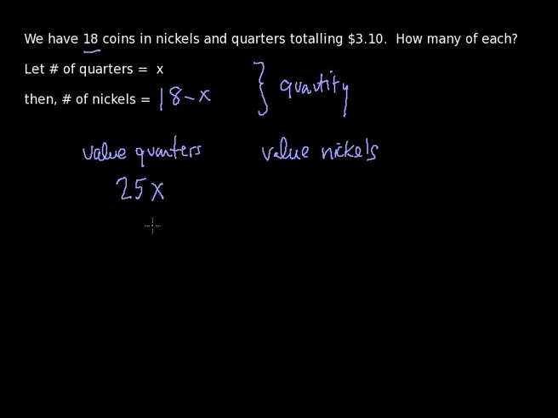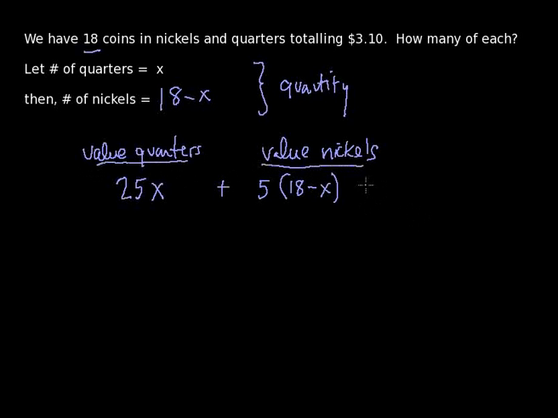That'll be true for any integer value of x. Same thinking holds for nickels. Nickels are worth 5 cents each. There's a total of 18 minus x nickels. So the unit cost, 5 cents each, times the total quantity, 18 minus x, equals our value in nickels. So now we have a value in quarters and a value in nickels.